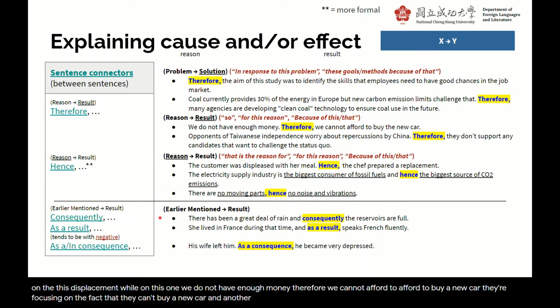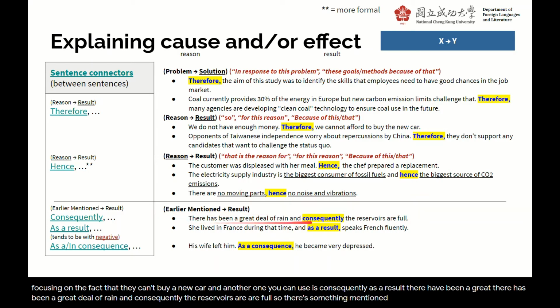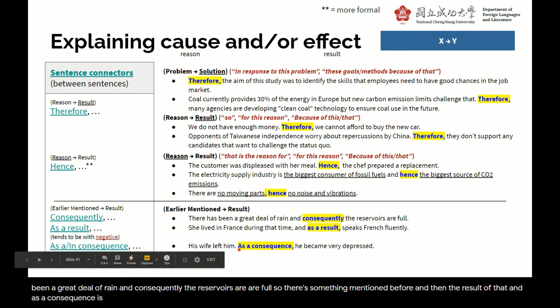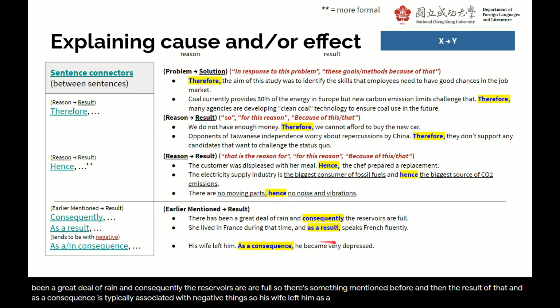And another one you can use is consequently, as a result. There has been a great deal of rain, and consequently the reservoirs are full. So there's something mentioned before, and then the result of that. And as a consequence is typically associated with negative things, so his wife left him. As a consequence, he became very depressed.